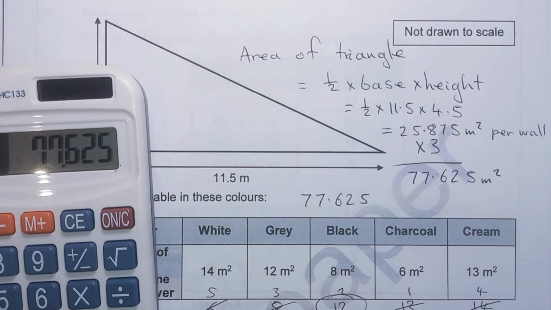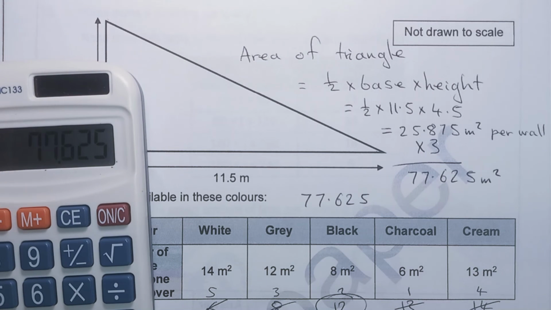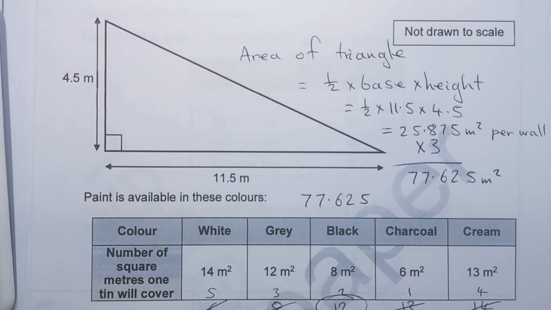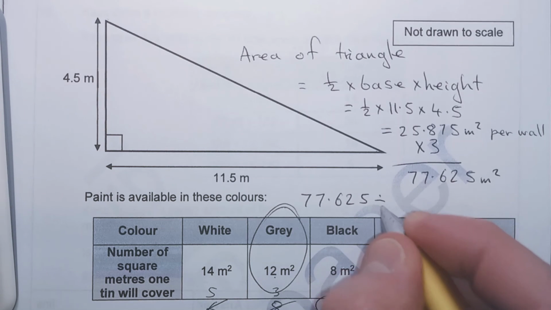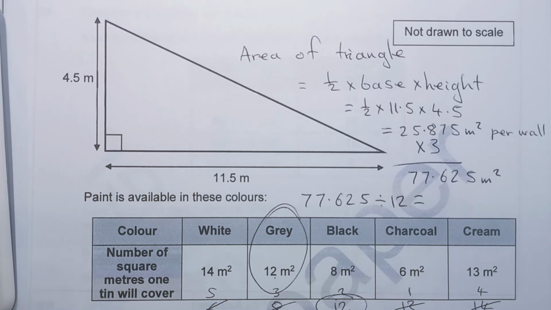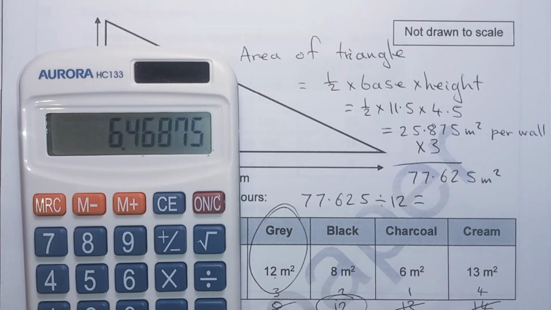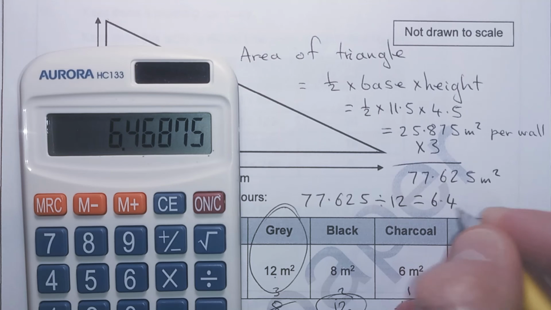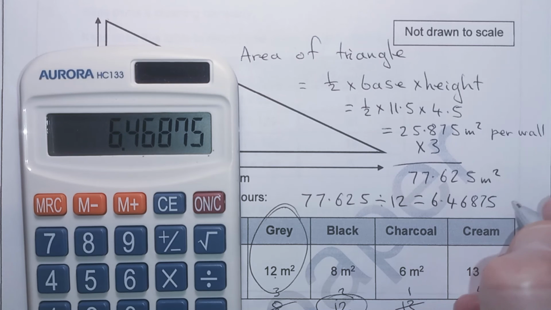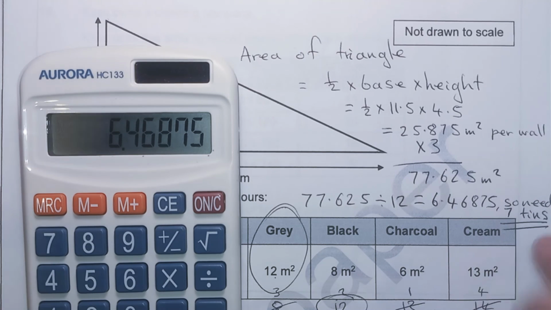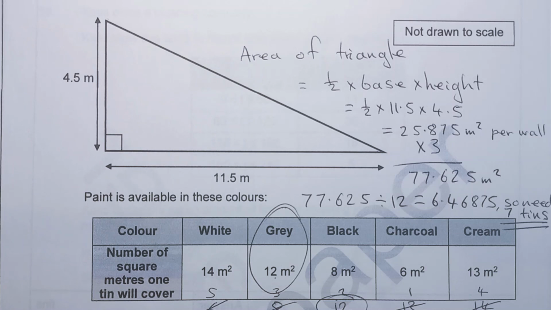Okay, so 77.625. Each tin of black paint, because it was 12, so that was the grey paint, this one here. So we're going to divide this by 12. That's going to tell us how many tins we need. 6.46875, but you can't buy 0.46875 of a tin, so we need 7 tins.